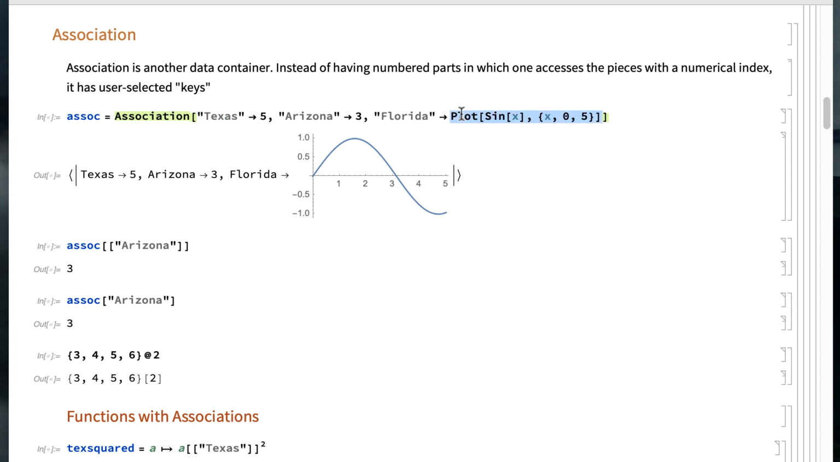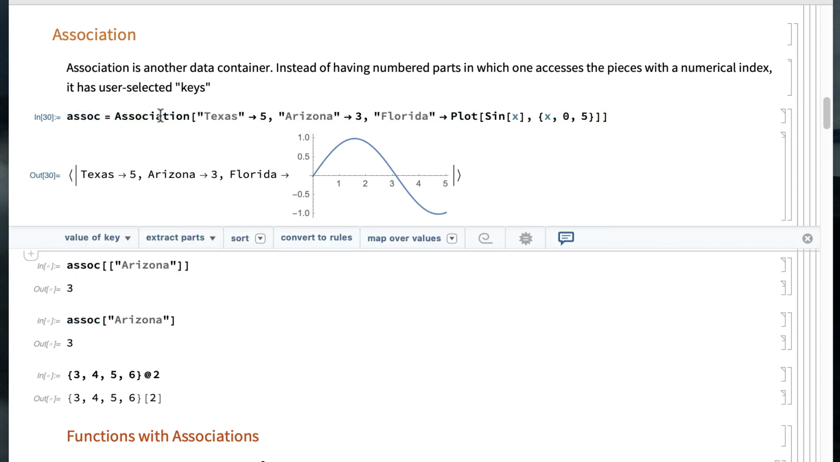So again, you can have very heterogeneous elements inside your association. And you can assign an association like virtually anything else to a symbol. So here we'll call ASOC the association of these key value pairs that I've set forth here. These are called key value pairs because they are pairing a key, Texas, Arizona, Florida, with a value, 5, 3, blah, blah, blah. How do we get information out?